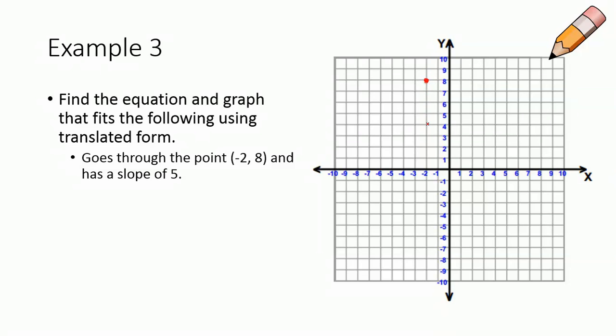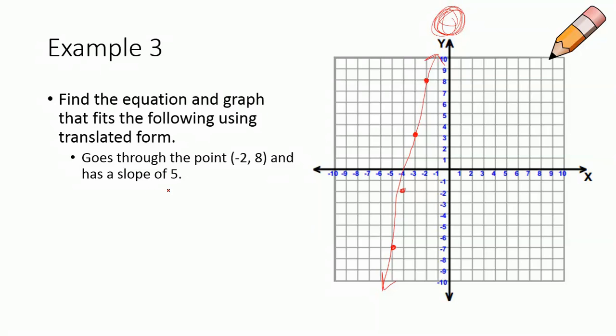1, 2, 3, 4, 5 over 1. Again, 1, 2, 3, 4, 5 over 1. It's going to be a line like that, right? Whoops, a little wavy. That's okay. Now, notice you can't get the y-intercept right there. You're going to have to guess. You're going to have to extend your line. It's going to take forever to do that.